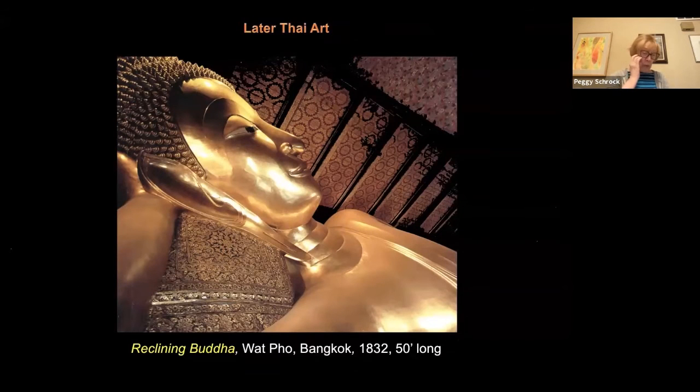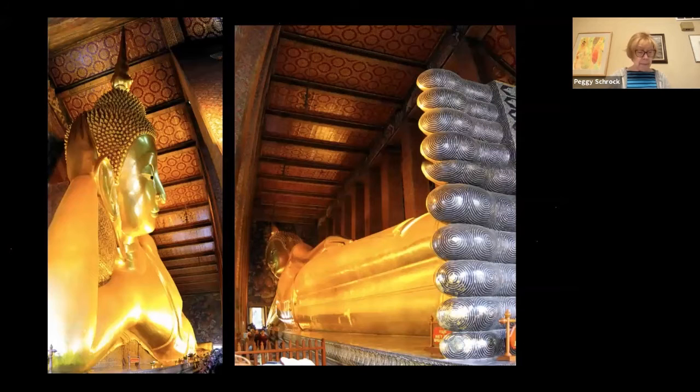I do want to show you a late work from Thailand from a much later period, from Wat Pho, from Bangkok. Wat means a walled enclosure. This is a monastery, a walled enclosed monastery, and it is the oldest remaining and the largest monastery complex in Thailand. Founded in like the 17th century.